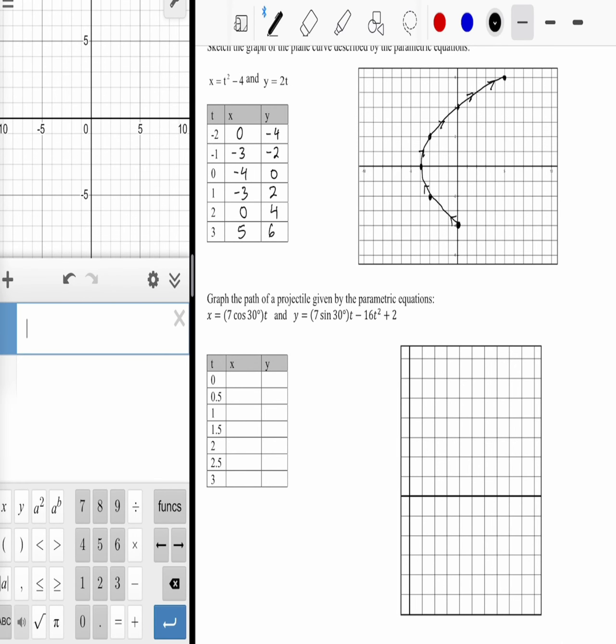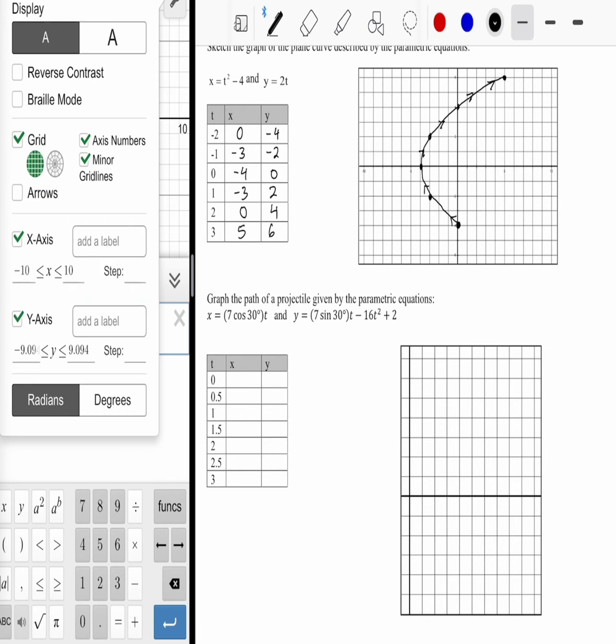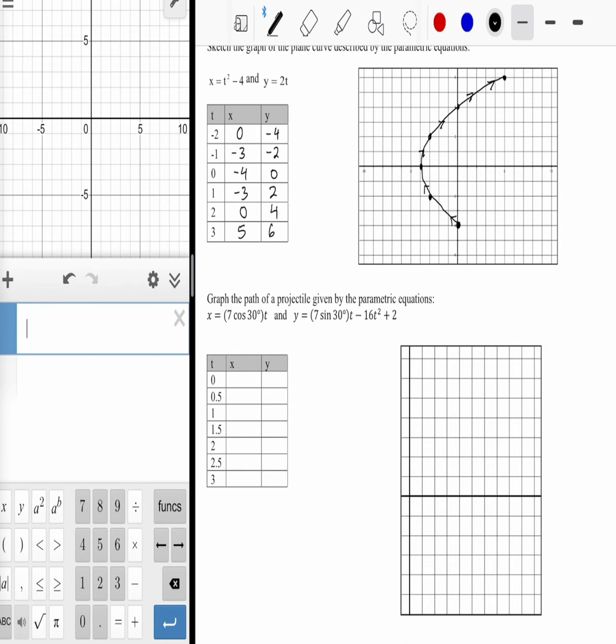Same idea, except we're working in degree form. So your choices are to put your Desmos into degree mode or convert into radian form. So this would be pi over 6. That's going to be the easier approach.